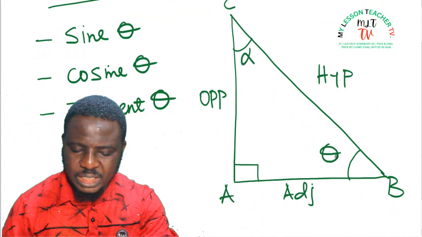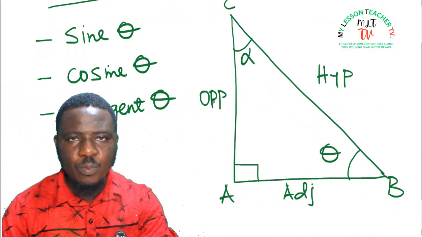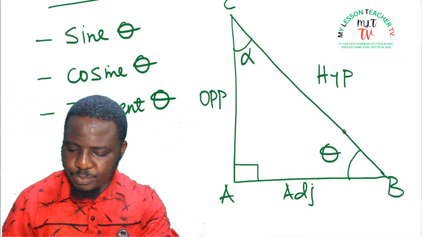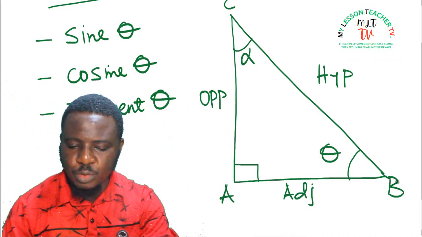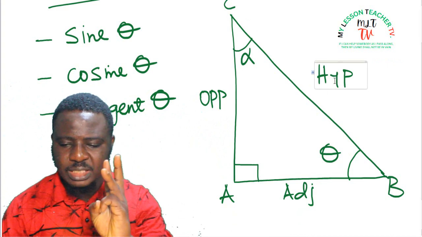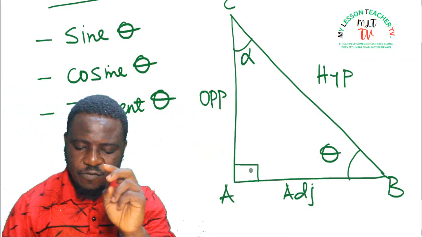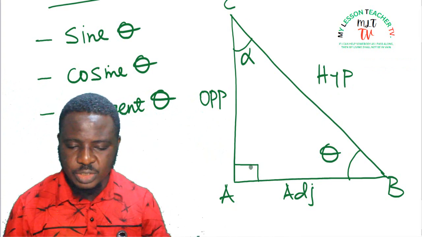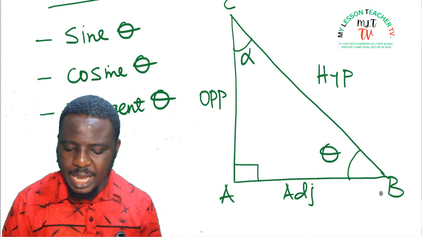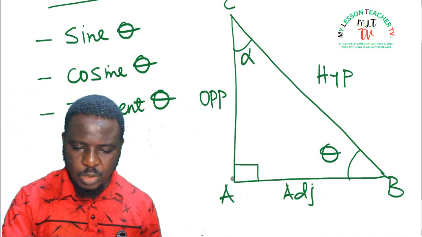With respect to angle theta, line AC is said to be the opposite side of this angle, while line BC is said to be the hypotenuse side. Hypotenuse side in the sense that it happens to be the longest side of the right angle triangle, as well as the side facing the angle 90 degrees. Also, with respect to angle theta degrees, line AB becomes the adjacent side because this becomes the opposite.